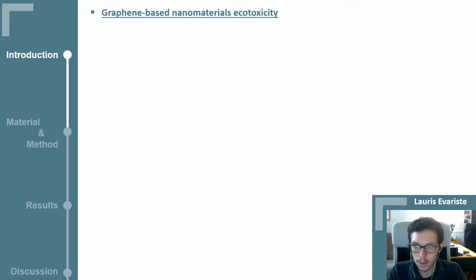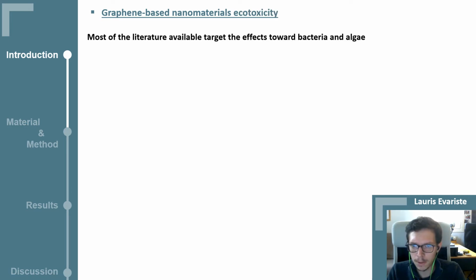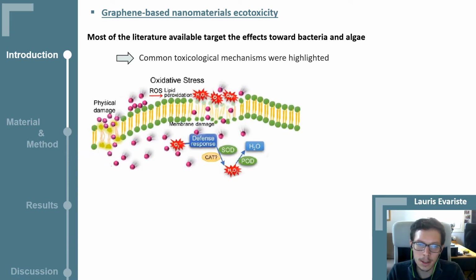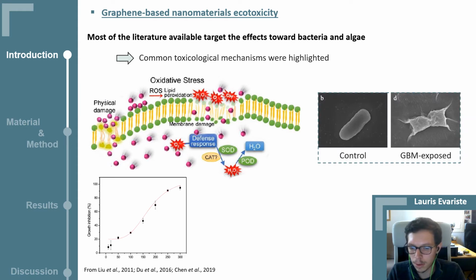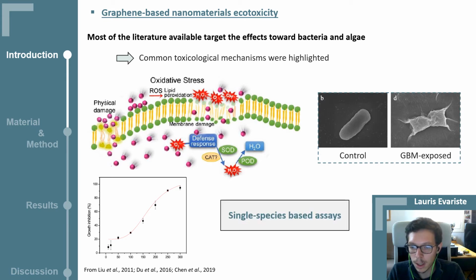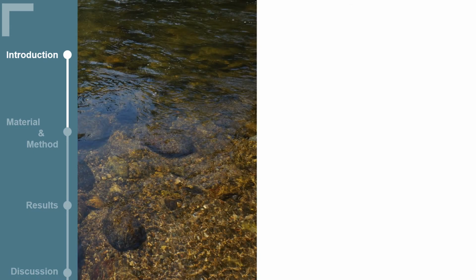Concerning the ecotoxicity of these materials, most of the available literature targets the effect toward bacteria, and common toxicological mechanisms were highlighted. For example, the first one consists of physical damage leading to membrane impairment, and also ROS production leading to growth inhibition of the organisms. However, all of these studies were performed using single-species-based assays, which are not relevant for environmental conditions. In the environment, multiple organisms are interacting.